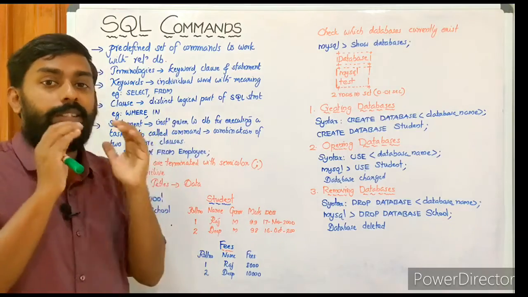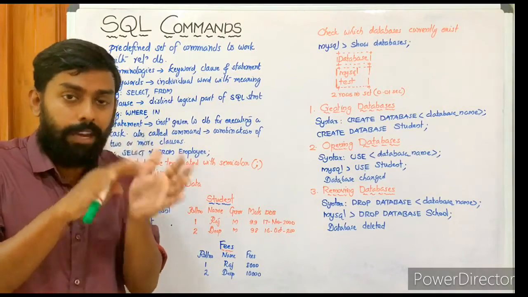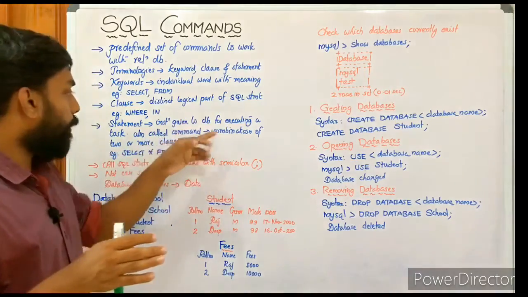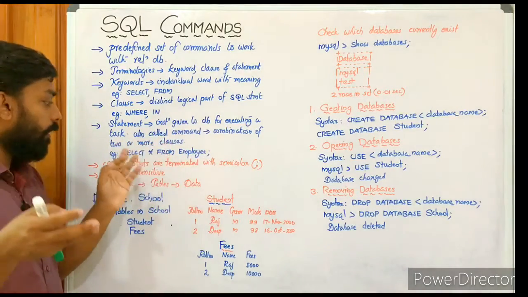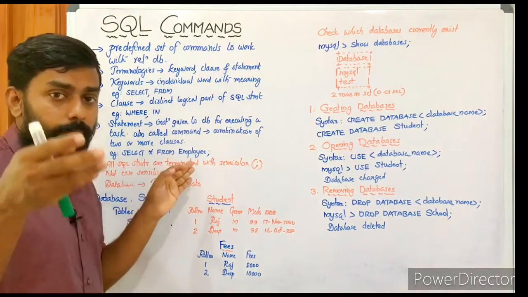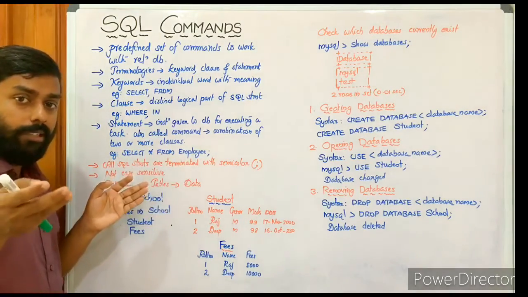Command, what is a command? That's an instruction or statement given to perform a specific task. A command is a combination of one or more clauses. Example: select star from employee. All SQL statements are terminated with a semicolon. And of course it's not a case sensitive language.